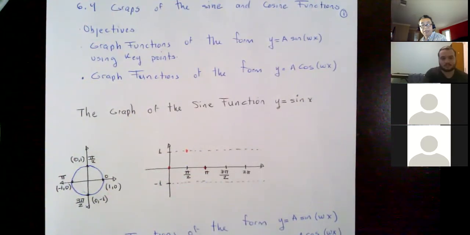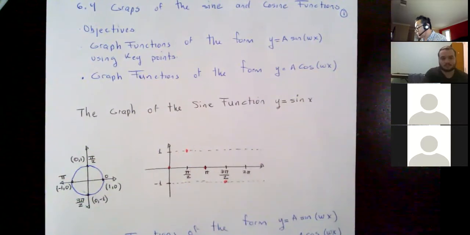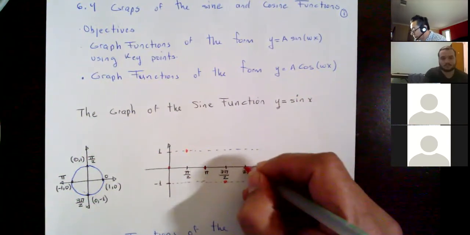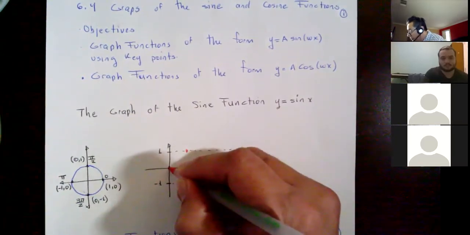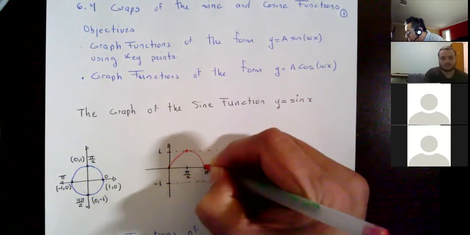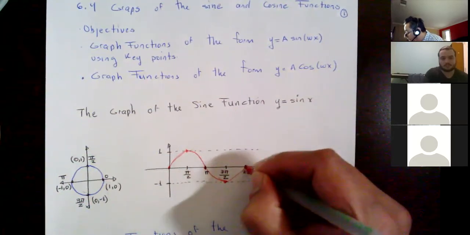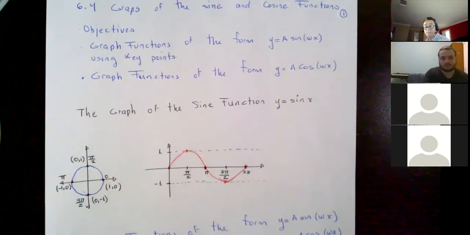And at 3 pi over 2, the sine is -1. The sine is -1 right here. And at 2 pi, the sine happens to be 0. We go back again at 0 right here. If we connect these points, that's how the sine waveform looks like.